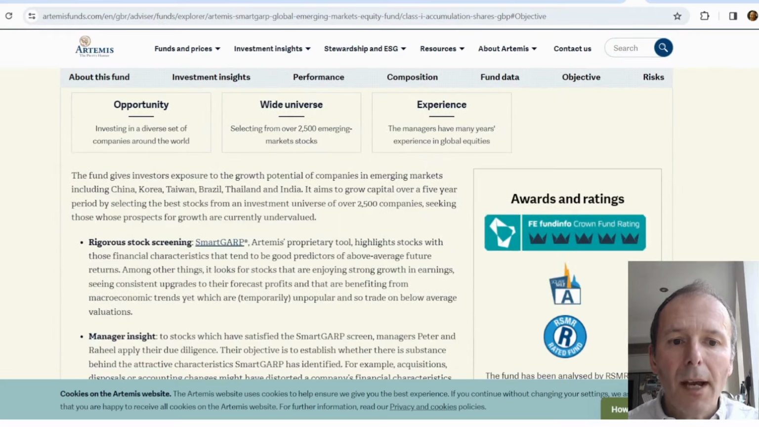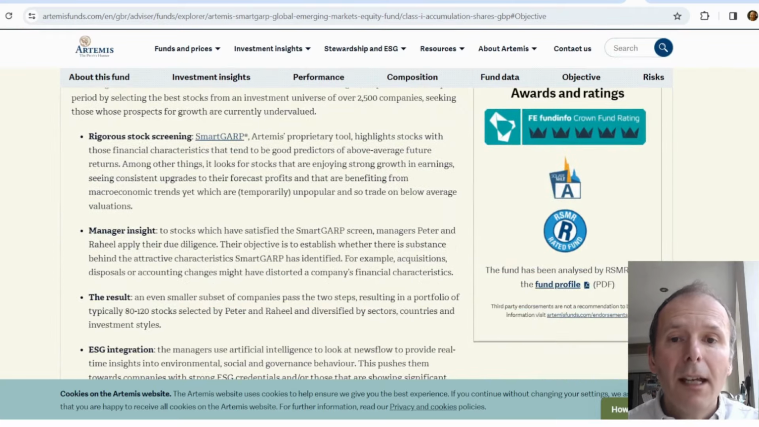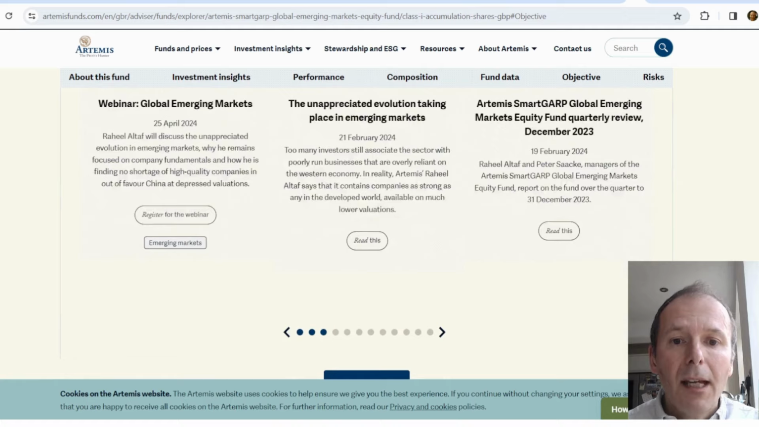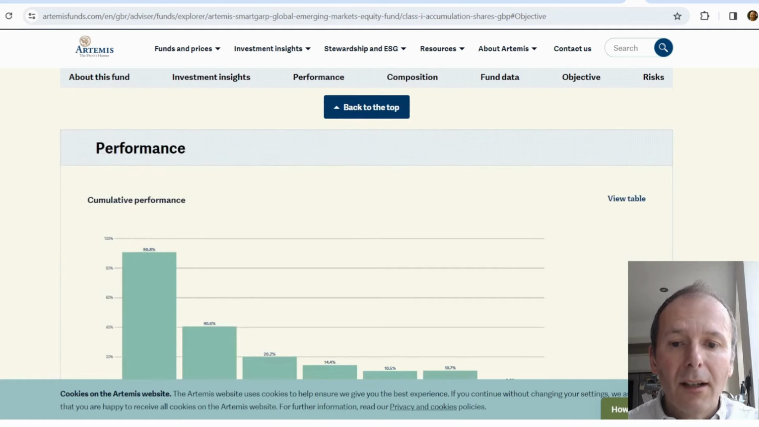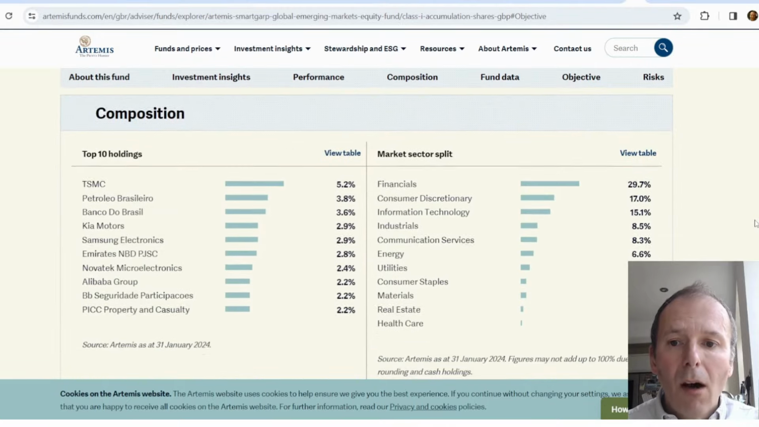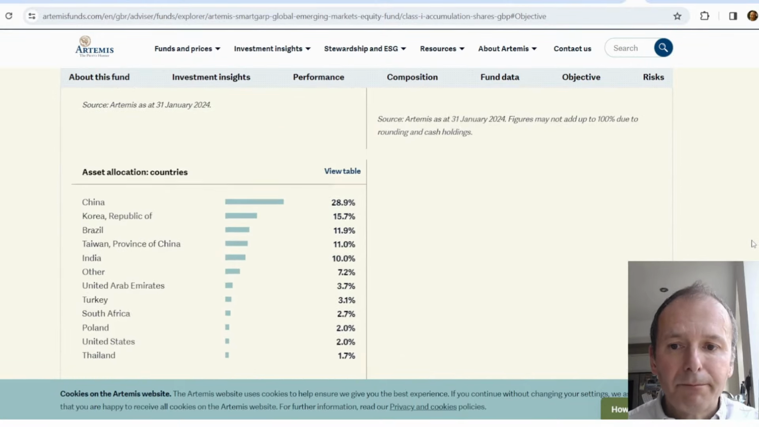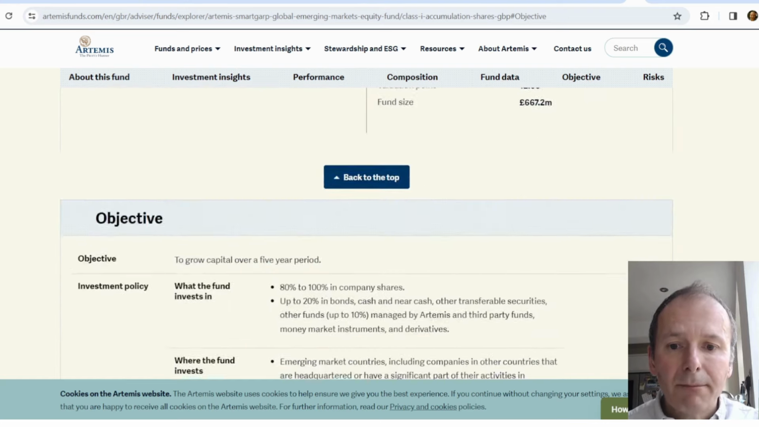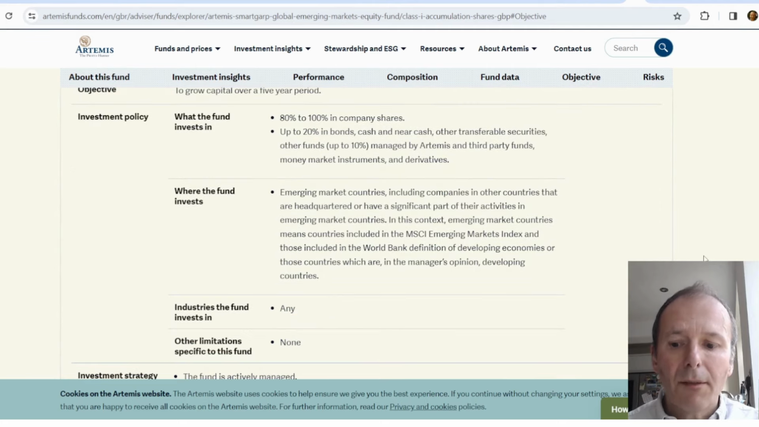It gives you an overview of the fund, some awards that it's got, the investment team, some research insights, the performance of the fund, and the holdings of the fund. It also gives you information on the risk rating, the yield, the charges, and the objectives of the fund as well. So something like this is quite useful to give you confidence in a fund you're investing in.